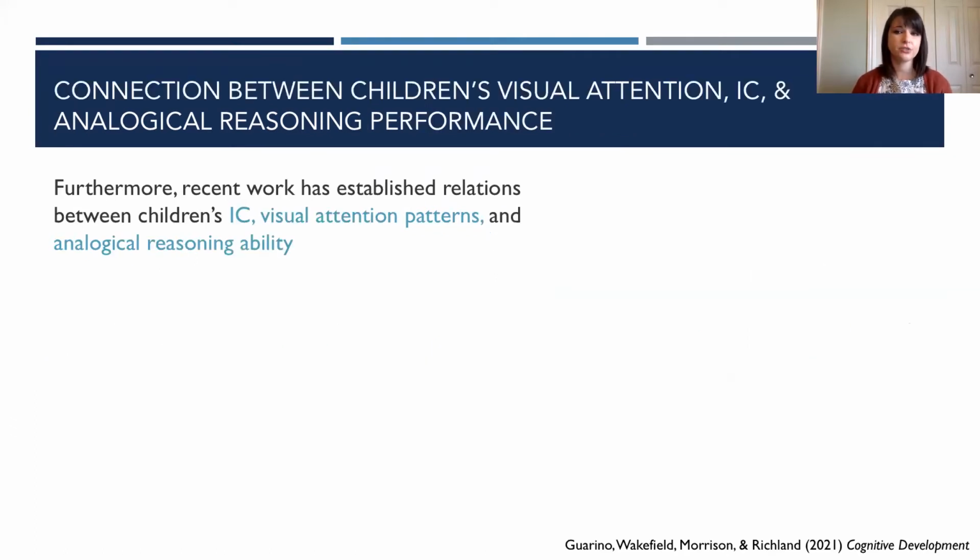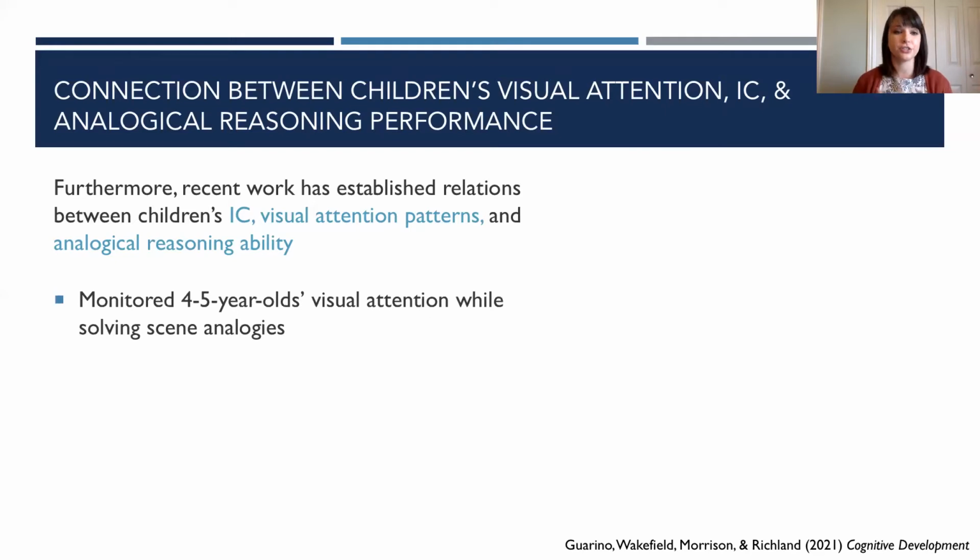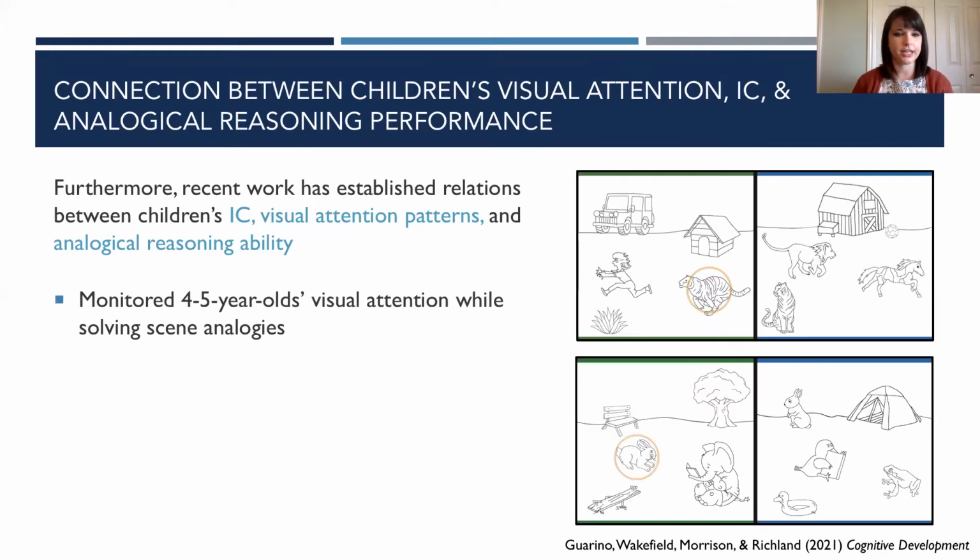Furthermore, recent work has begun to establish relationships between all these factors: visual attention, inhibitory control, and analogical reasoning. In recent work, in collaboration with my PhD advisor, Liz Wakefield, but also the lovely Bob Morrison and Lindsay Richland, I conducted a study aimed to better understand the role of inhibitory control and visual attention in young children's analogical reasoning. This was part of a larger study, but essentially we monitored 4 to 5-year-old children's visual attention while solving the same kind of scene analogies I just showed you, in a variety of different relation types, like chasing and reading, beyond just the chasing.